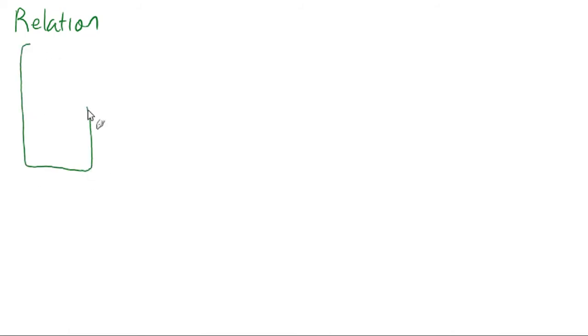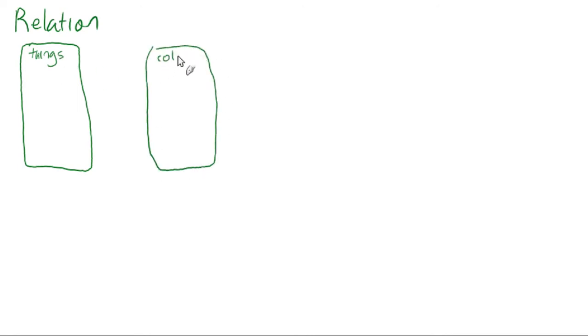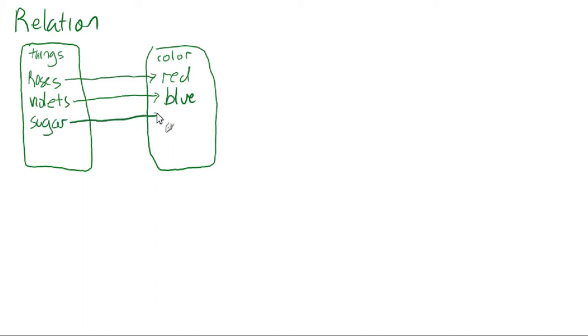So over here we'll have the things, objects or things, and then over here we'll have the color. How about roses? Roses are red. Violets are blue. Sugar is white. And it kind of ruins the poem, but we're trying to do colors here.